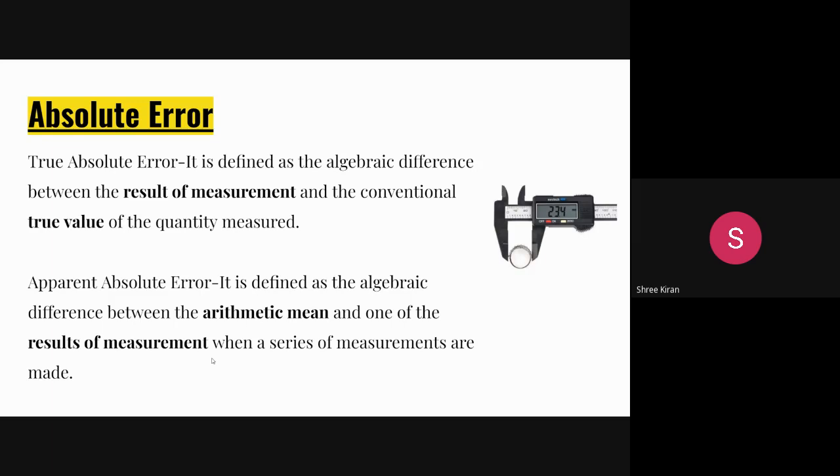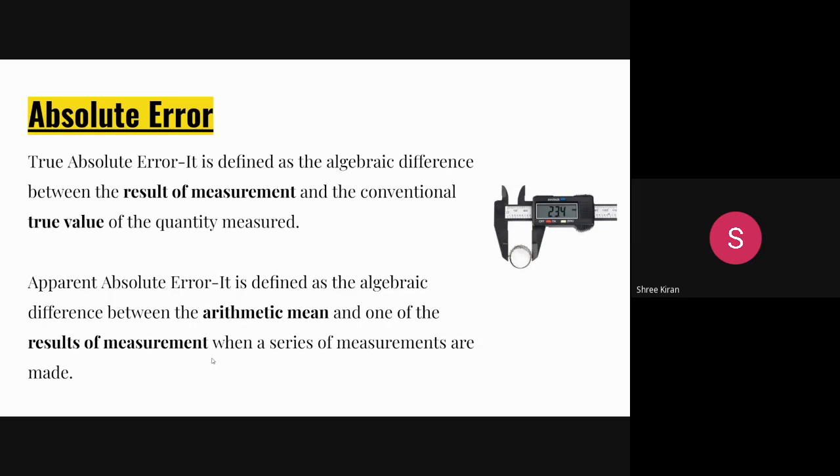Then it comes with the apparent absolute error, where it is defined as the algebraic difference between the arithmetic mean and one of the results of measurement when a series of measurements are made. That's what happens in the case of apparent absolute error.